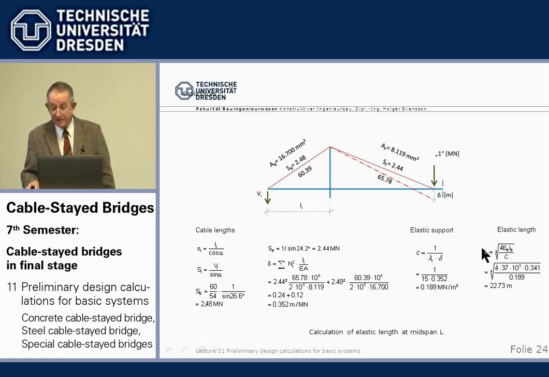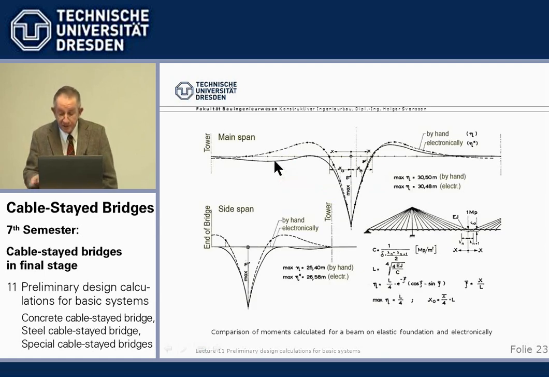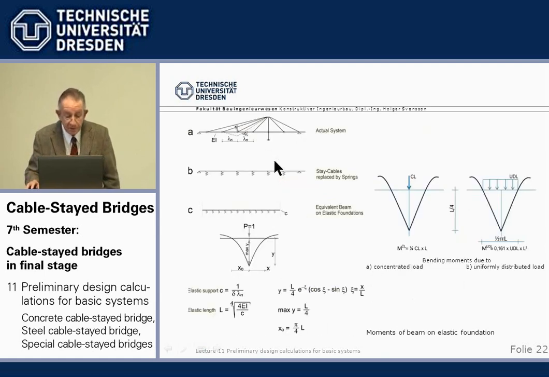And then finally we come to the elastic length, which is, it's badly written. It's the fourth root. It should hopefully be written better here. That's where we all like to make a mistake. The fourth root is very rare.